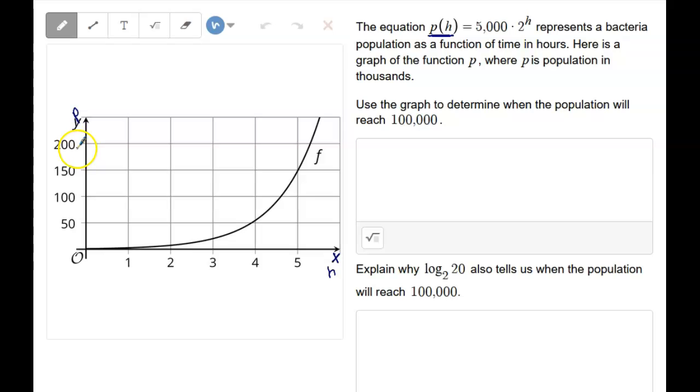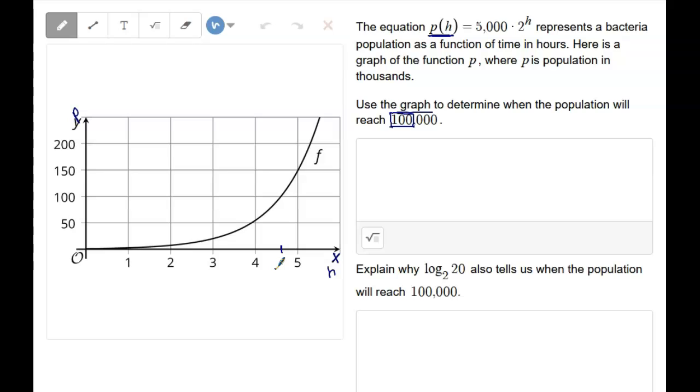And so this is in thousands, which means that this is really 200,000, 150,000, 100,000, and 50,000. So when it says use the graph to determine when the population will reach 100,000, what you're looking for is where the population is 100,000. So 100, you follow it over, where does it hit the graph? And then when you follow it down, this would be approximately how many hours it would take for that bacteria population to reach 100,000.